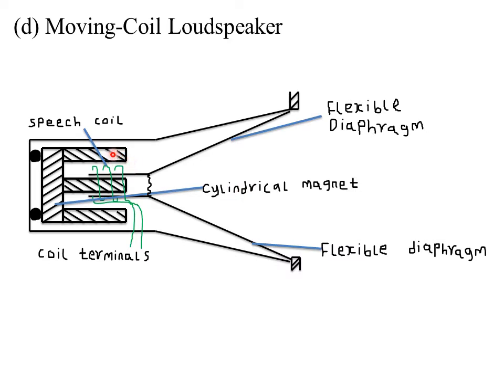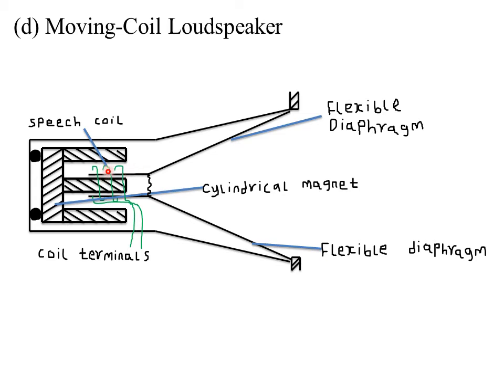So the interaction of the magnetic field of our cylindrical magnet and the magnetic field due to the conductor carrying current, that interaction of those two magnetic fields is what produces a force that causes our speech coil here to vibrate. It vibrates within this particular magnetic field.